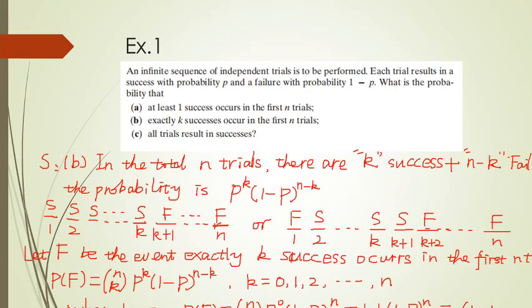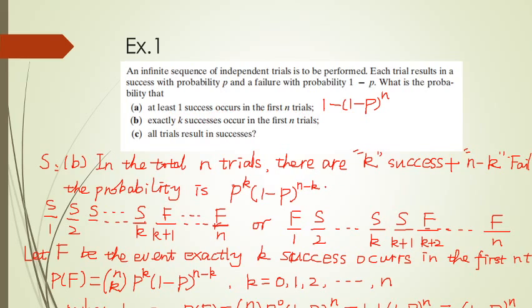This is the answer when you have n failures. 0 successes means n failures, right? So what is the probability for part A? At least one success is the complement event of n failures. That's why we got the final answer for part A, because 1 minus p to the exponent n is the n failures. So the complement event will be that at least one success occurs in the first n trials, right?